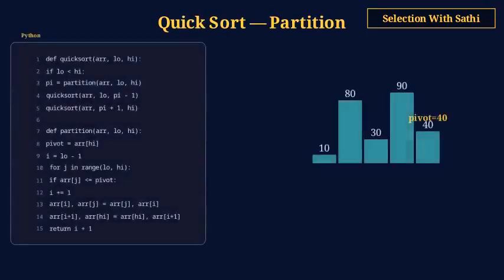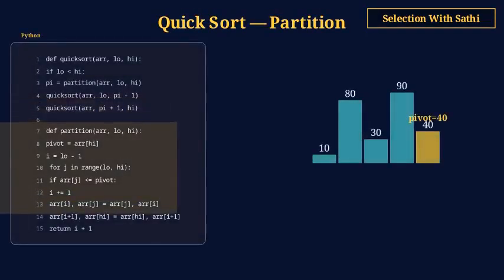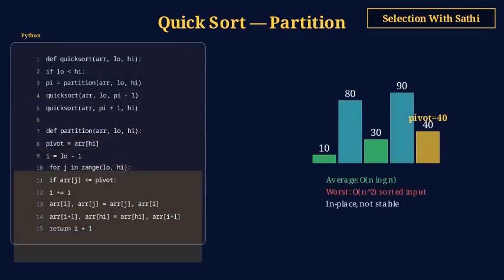Quick sort uses a different divide strategy based on partitioning. Look at line 3. The partition function chooses a pivot and rearranges the array so that all elements less than or equal to pivot are on the left and all elements greater are on the right. Lines 4 and 5 recursively sort the left and right partitions.